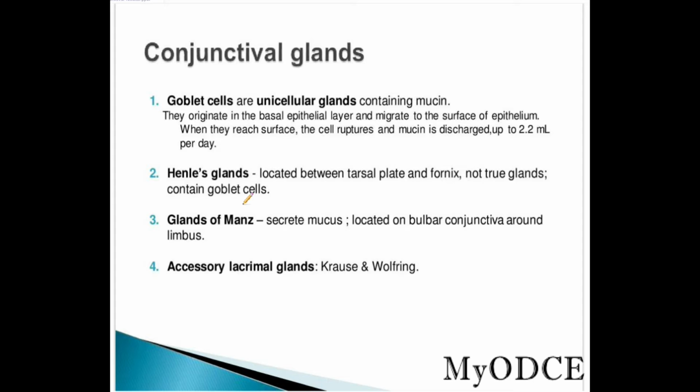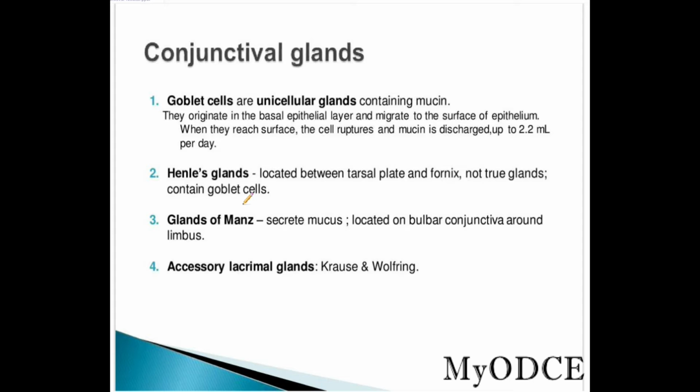Henle's glands, located between the tarsal plate and the fornix, while not true glands, they do contain goblet cells. Glands of Manz secreting mucus located on the bulbar conjunctiva around the limbus, and accessory lacrimal glands of Krause and Wolfring.